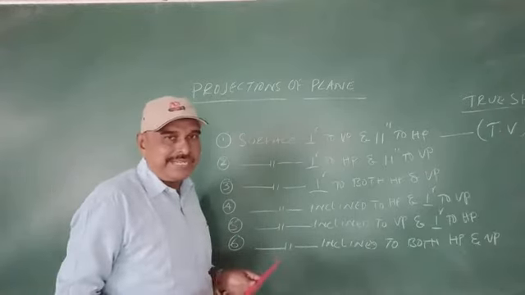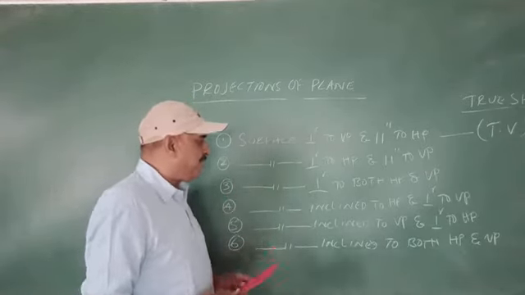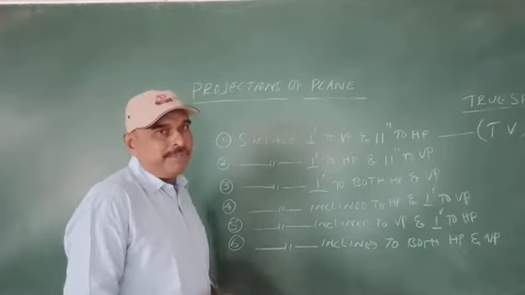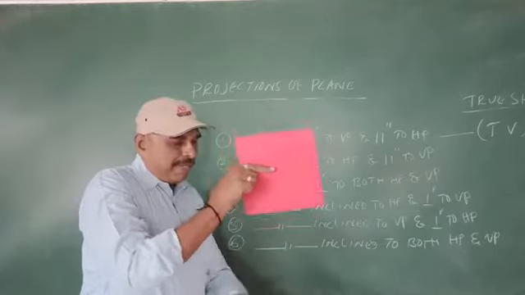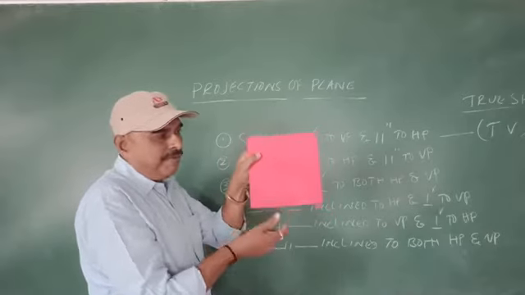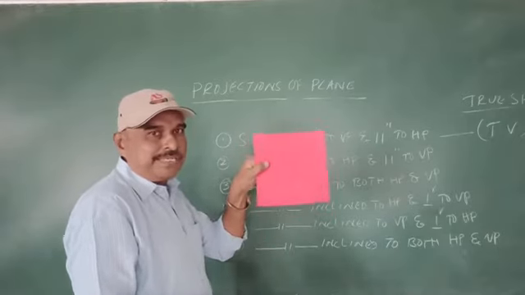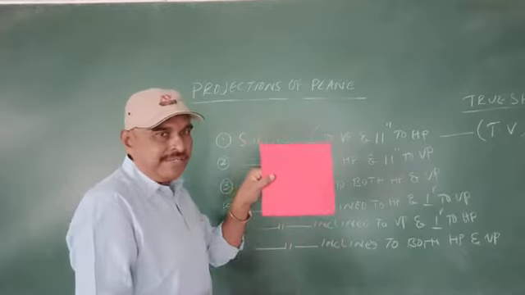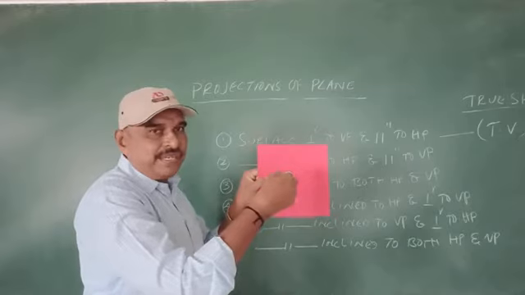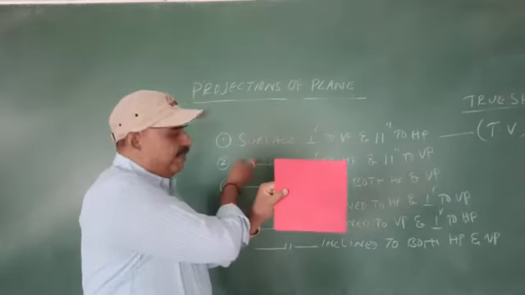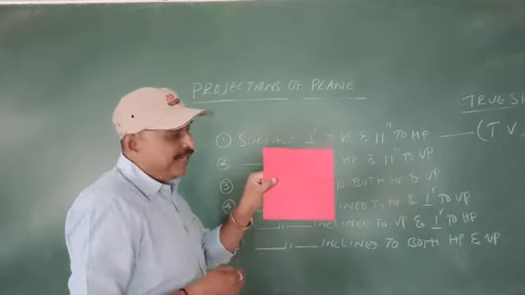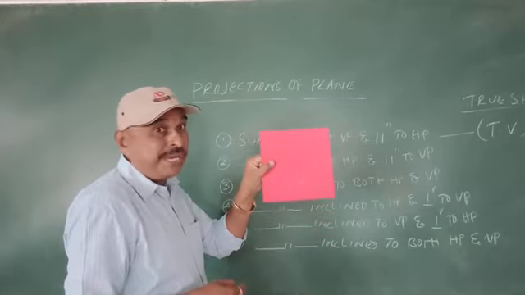That is the first condition. Then the second position, that is the surface perpendicular to HP and at the same time parallel to VP. This is the position of the object in the first quadrant. Already you know the horizontal plane and vertical plane. If you observe from the front, in the front view, that is the view obtained on the vertical plane, you can see the true shape of the object.